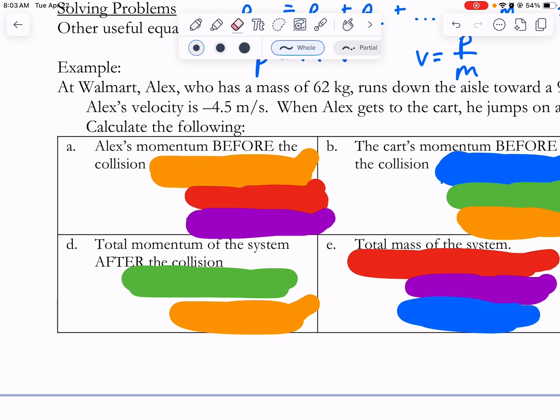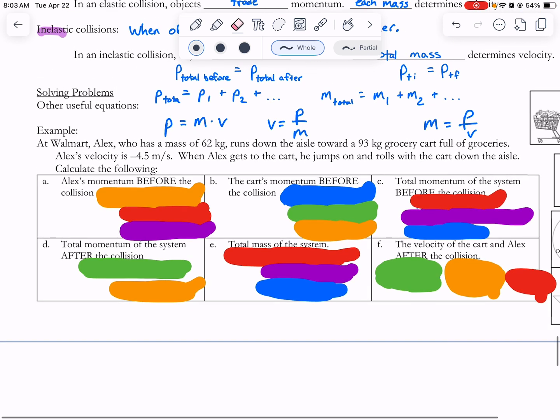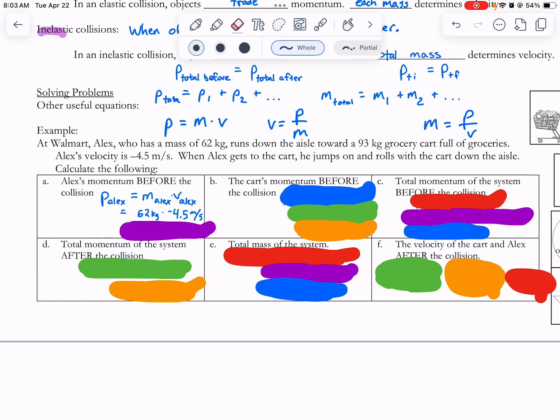Momentum before the collision, that's going to be the p equals mv equation, because I know his mass and I know his velocity. His mass is 62 and his velocity is negative 4.5. That negative is a direction, so I'm just going to copy it down, and then when I plug it into my calculator, I'm going to do 62 times 4.5, and I'm going to get 279 kilogram meters per second. So that's just the kilograms times the meters per second, okay? That is from lesson 3. That's not even a new kind of equation there.